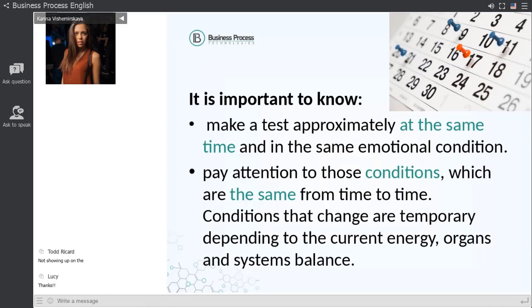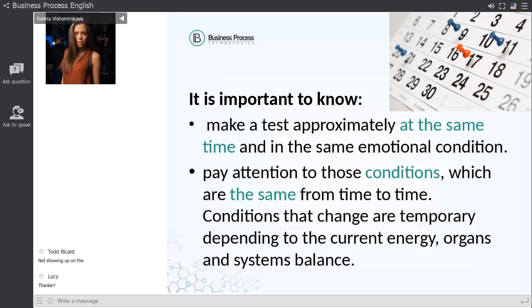It is very important to know some basic things before we run the test, but people very often forget about it. I want to remind you, it is very important to make a test approximately at the same time and in the same emotional condition. Why? Because our body changes, our organs change their abilities throughout the day. We can be in different emotional conditions. For example, there is a huge difference if you run the test in the morning when you wake up and when you come back from a hard working day.